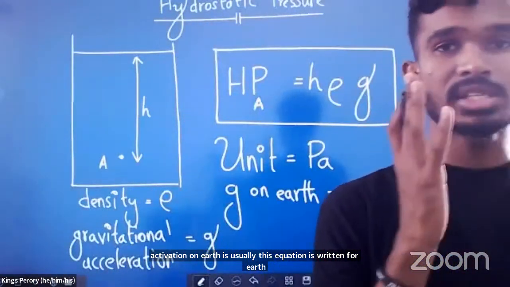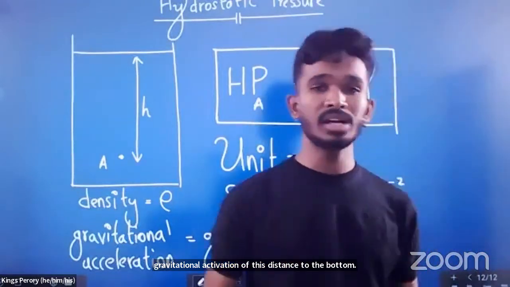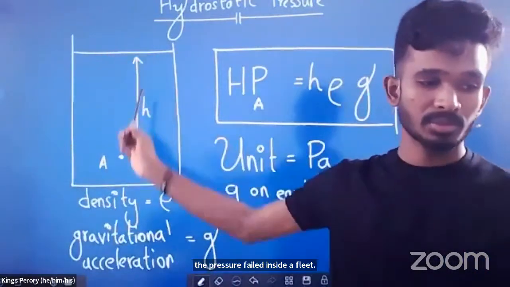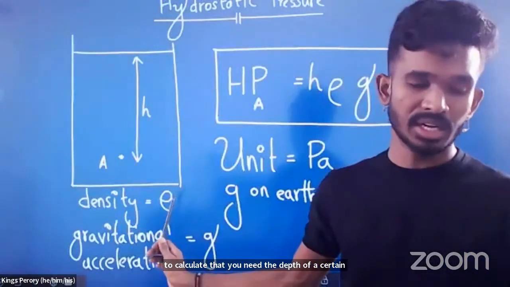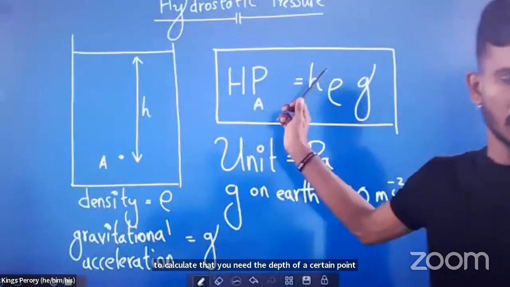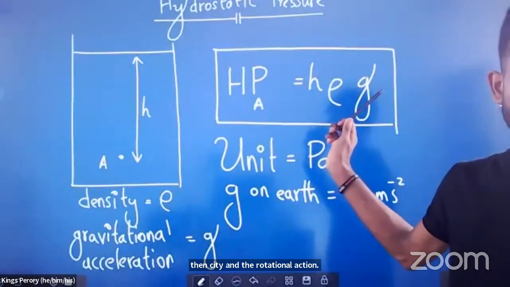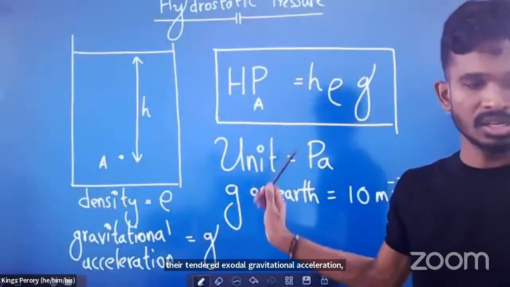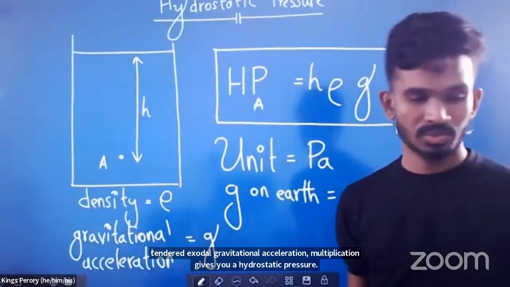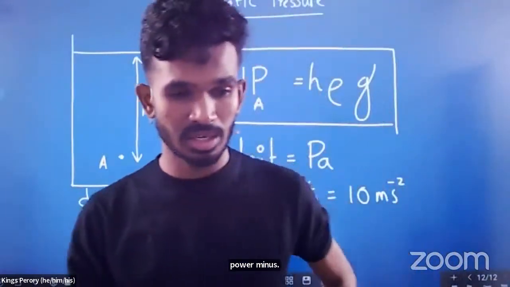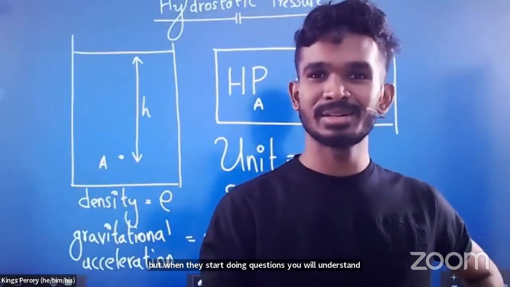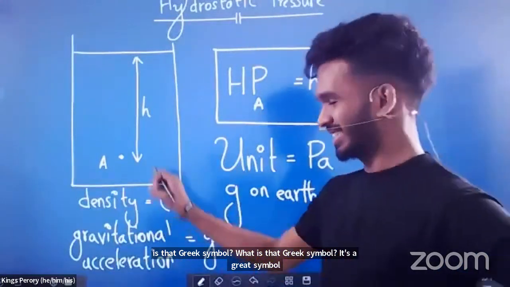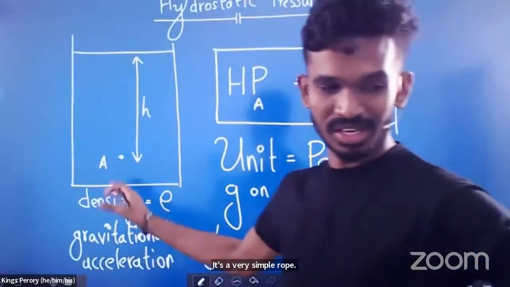Listen, what is hydrostatic pressure? The pressure felt inside a fluid. To calculate that, you need the depth of a certain point, density, and gravitational acceleration. Depth into density into gravitational acceleration multiplication gives you hydrostatic pressure. Unit is Pascal, g on Earth is 10 m/s squared. Once you start doing questions, you will understand. What is that Greek symbol? It's a Greek symbol, rho. The symbol is density.